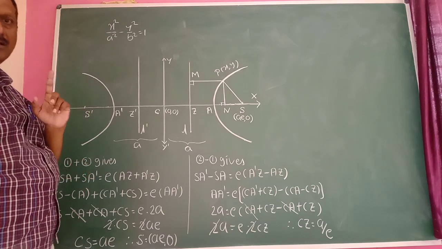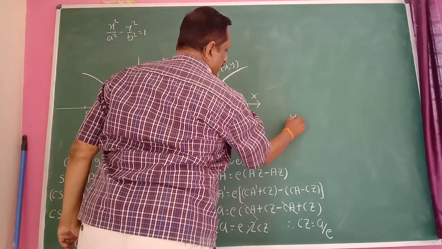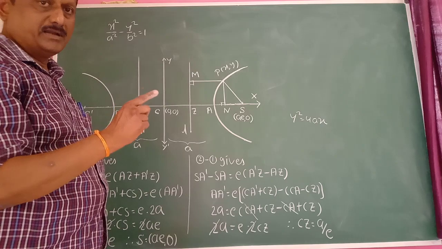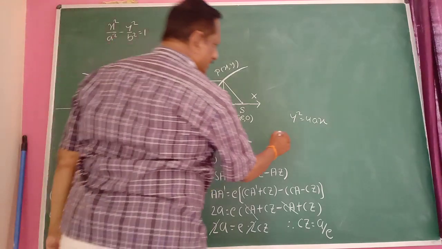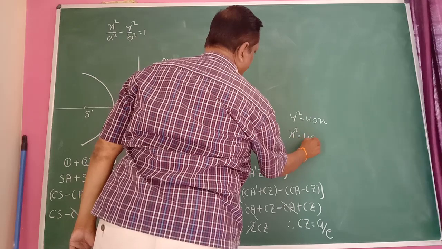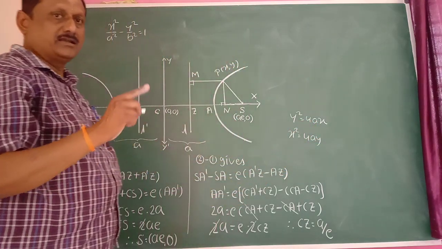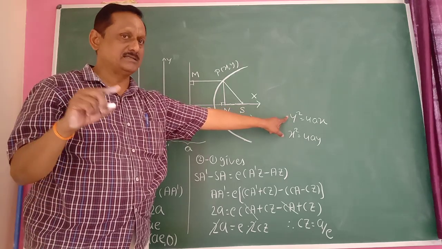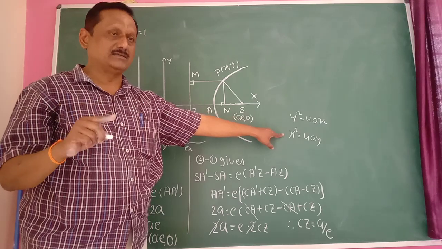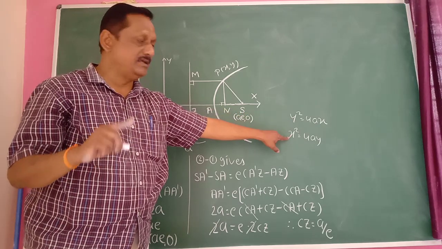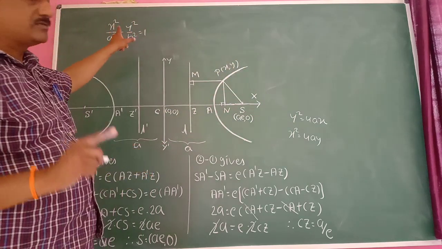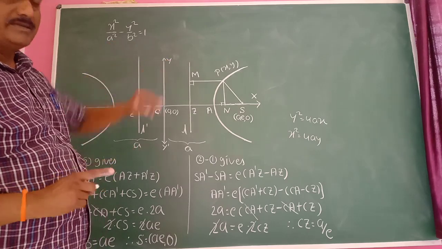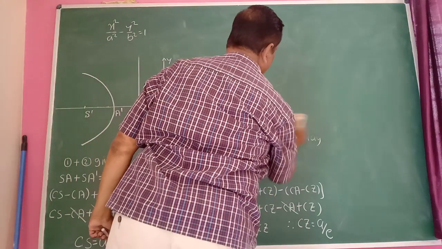But in a parabola, not like this, because suppose y² is equal to 4ax. In this case, the diagram is symmetrical about the x-axis. If the equation is x² equal to 4ay, in this case, the diagram is symmetrical about the y-axis. Here the diagram is symmetrical about the x-axis. Here the diagram is symmetrical about the y-axis, because only the y² term, or only the x² term, is there. But here both square terms are there. In this case, the diagram is symmetrical about both the x-axis as well as the y-axis.